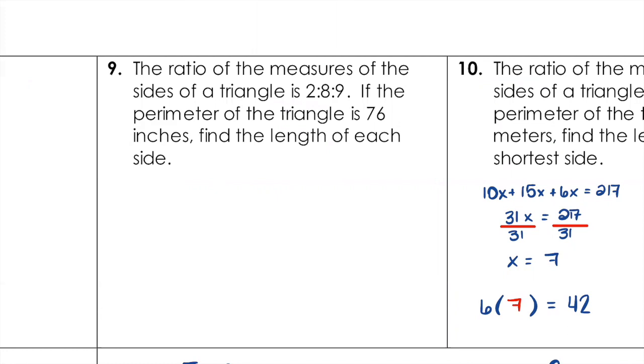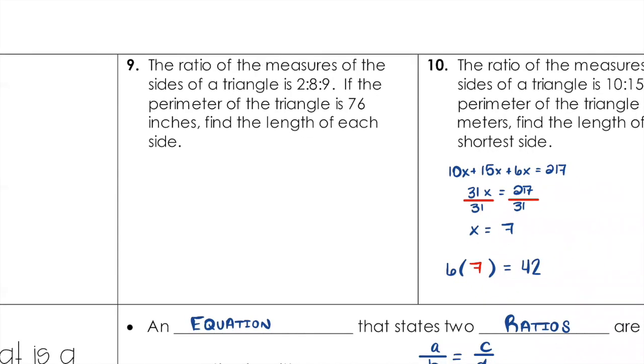The ratio of the measures of the sides of a triangle is 2 to 8 to 9. The perimeter is 76. Find the length of each side. So like we talked about, there is no exact length that the outsides will always add up to. They're going to have to give us something. Usually it's going to be the perimeter, or they could give us an area where we just have to set it up a little different. But for the sake of today, they're going to give us a perimeter.